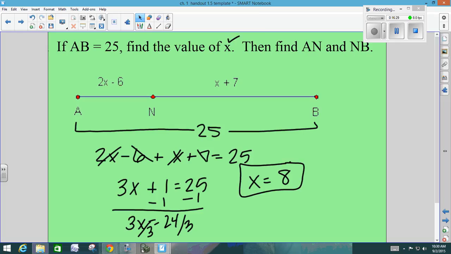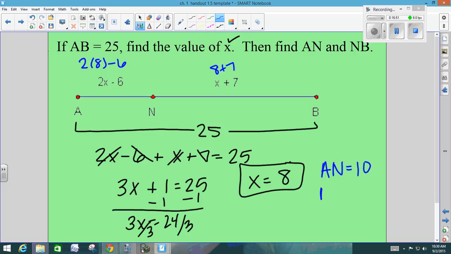No, why not? Yeah, we have to plug it back in to find the length of AN. We have to use our substitution property. So when I substitute 8 in up here to find AN, you're going to take 2 times 8 minus 6, which is 10. And then plug it in over here, and you get 8 plus 7, which is 15.